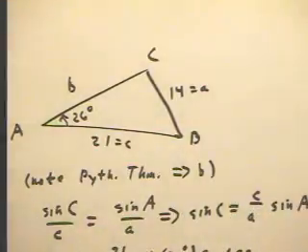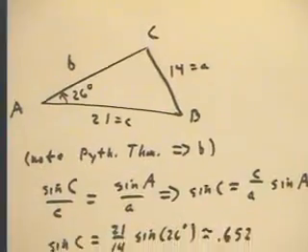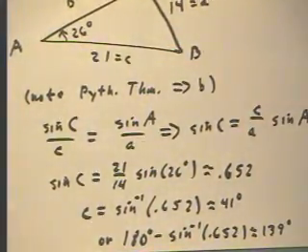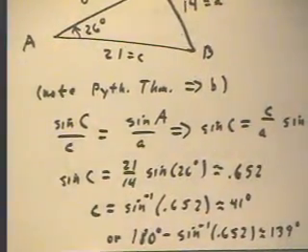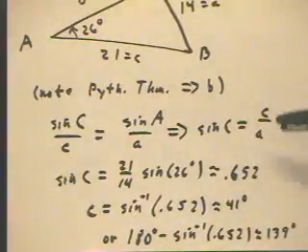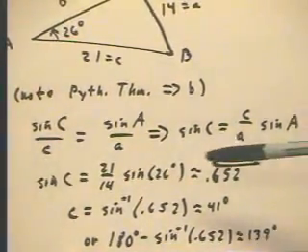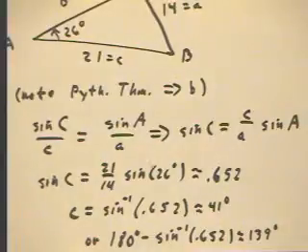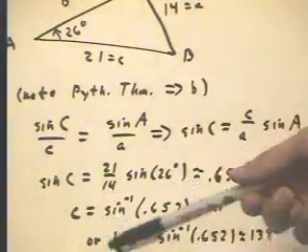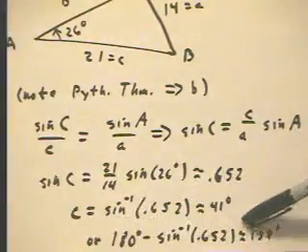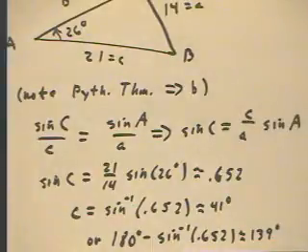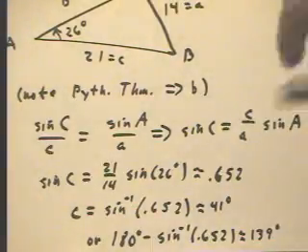the formula for the sine of C, and then we simply plug in the values of side A and angle A and side C. So that C over A times the sine of A becomes 21 over 14 times the sine of 26 degrees, or 0.652. We then easily solve for angle C by taking the inverse sine of both sides. Angle C is 41 degrees. But that's not the only solution. That's not the only possible solution.